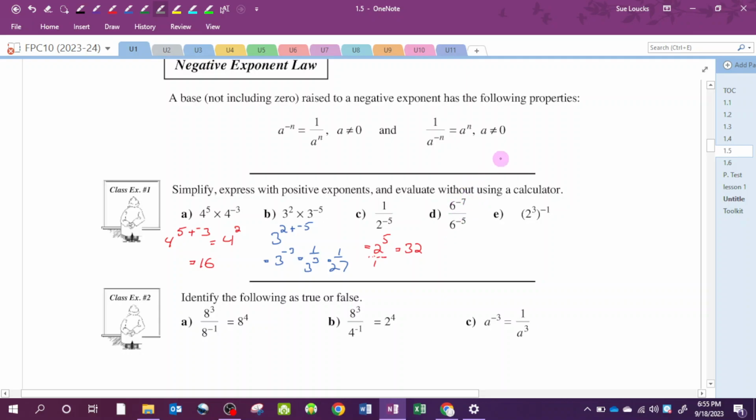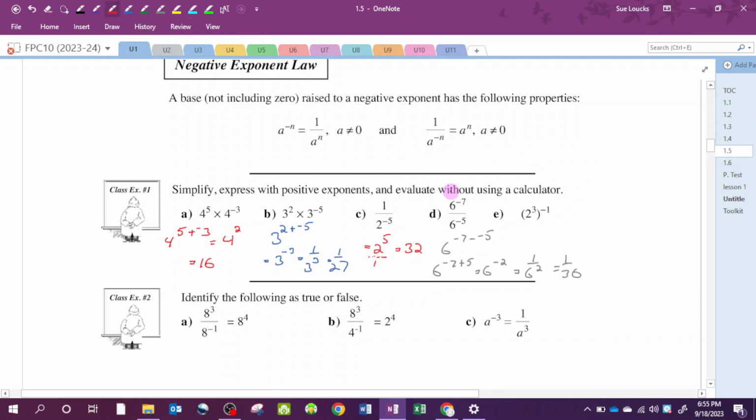There's two ways that I could do this. Since I'm dividing, I'm going to subtract my exponents, right? So this is 6 to the negative 7 minus negative 5. That seems dodgy, doesn't it? So that's 6 to the negative 7 plus 5, which equals 6 to the negative 2, which is 1 over 6 squared, which is 1 over 36. So that's one way to do it.